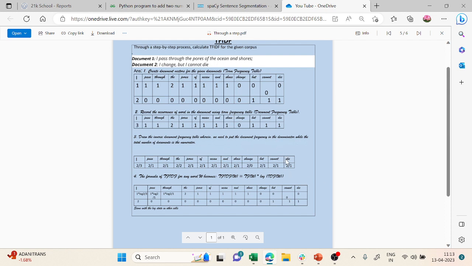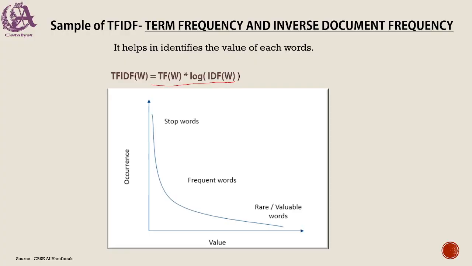I hope this is clear, viewers. Now going back to the table, there is a graphical representation of TFIDF, where you are using the stop words on top, and then the values are down here. So it's a curve like this.